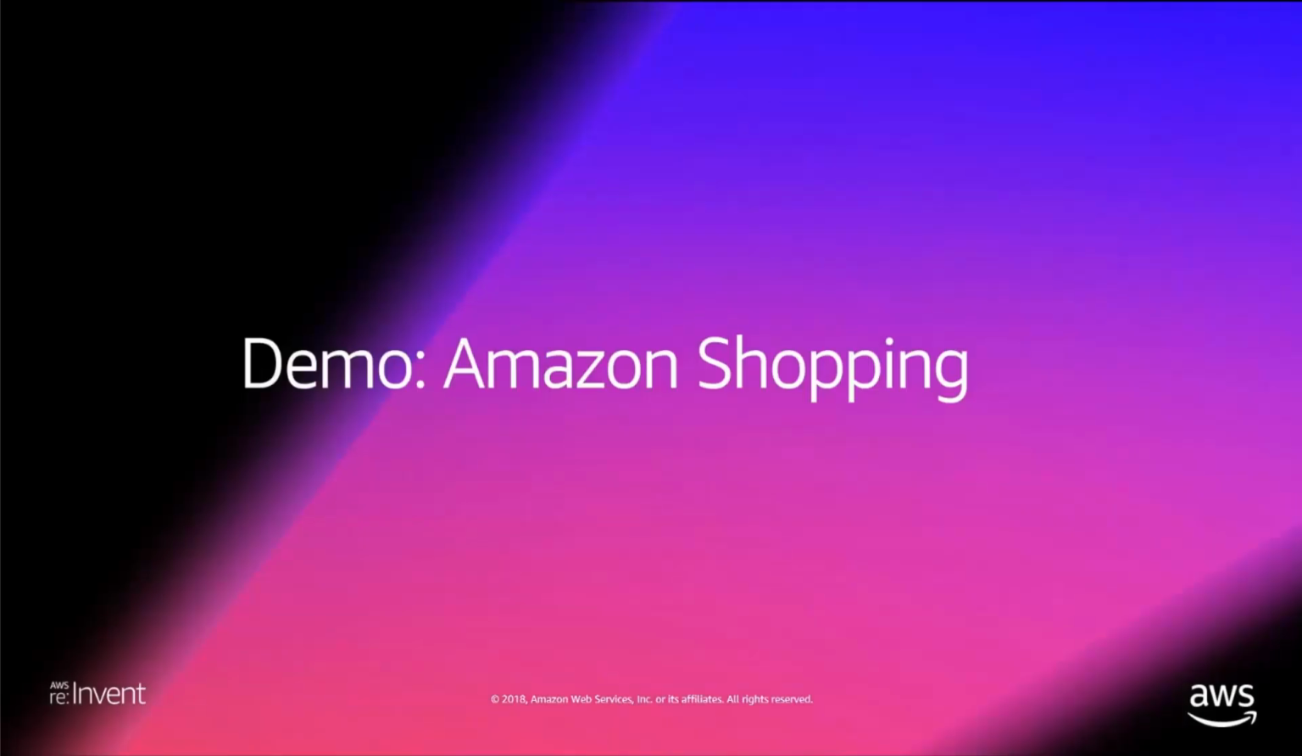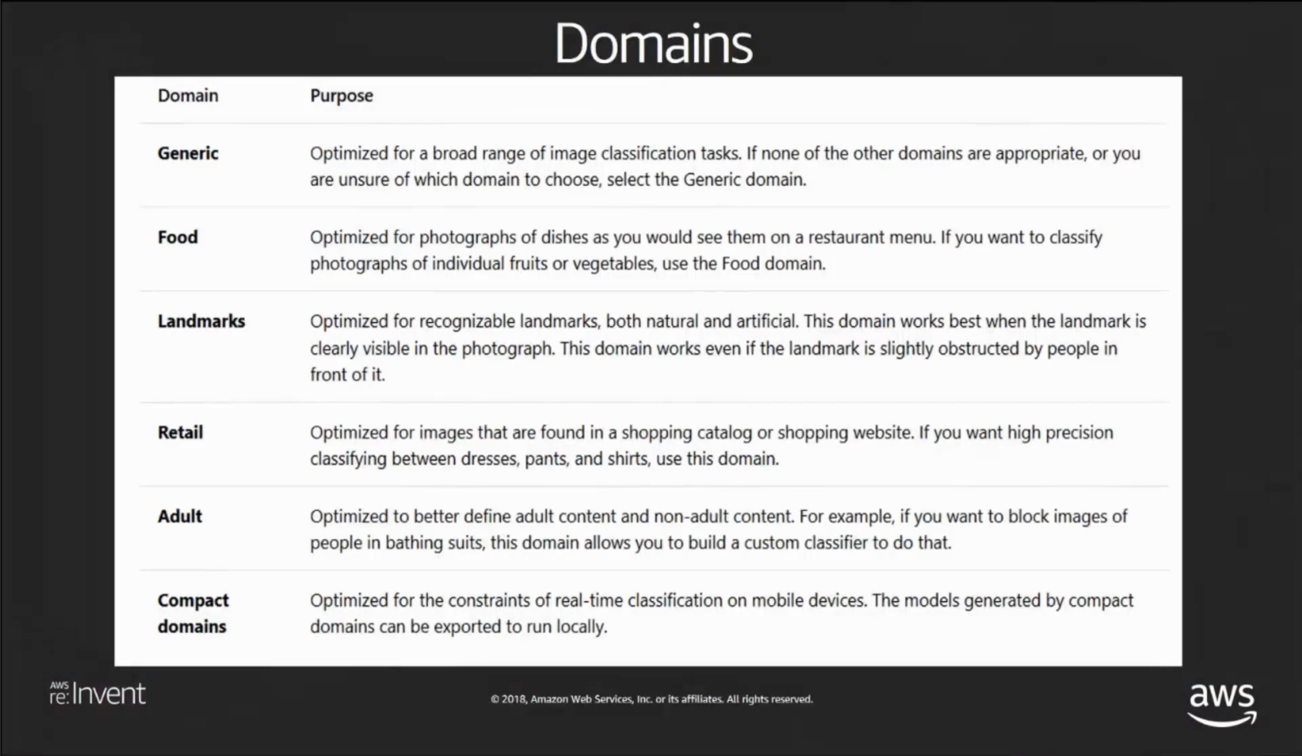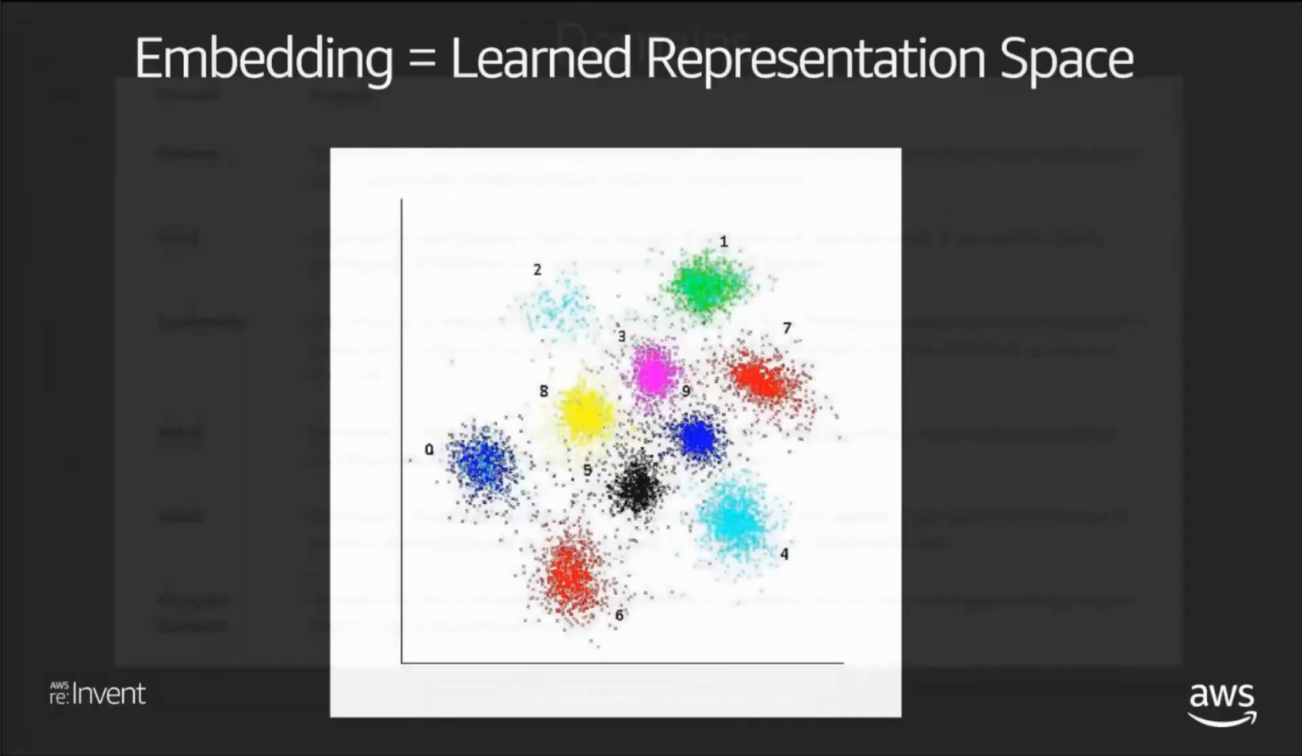There are a lot of different domains you can apply this to. You can look at landmarks, retail, and adult images, which is actually used quite a bit in terms of filtering out the right kind of content. And of course, there are other fields that you can apply this to.